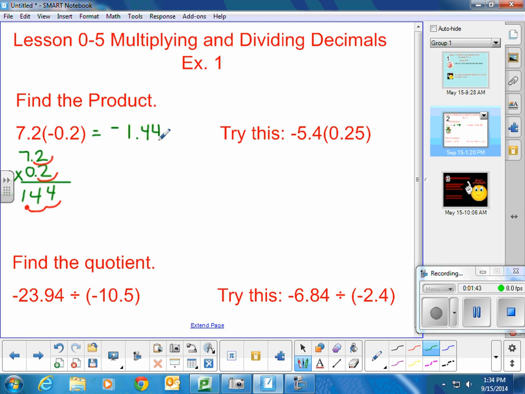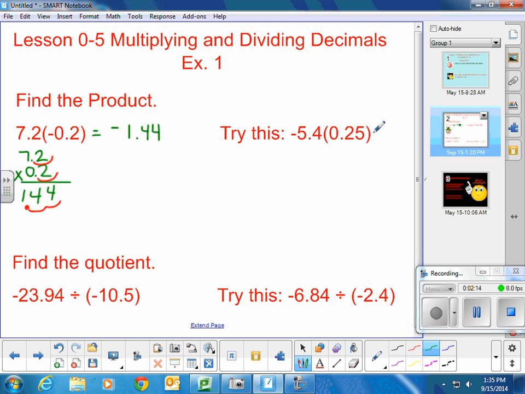This is also a good time to point out that sometimes when you multiply, you actually end up with a number smaller than what you started with. A lot of times kids think when you multiply, it automatically gets bigger, and that's not the case. If you multiply by a number that's between 0 and 1, or in this case between 0 and negative 1, it's going to actually get smaller. Let's go ahead and try the next one.